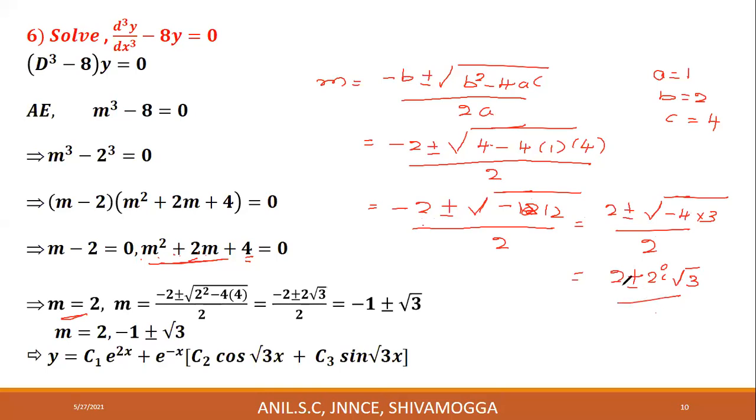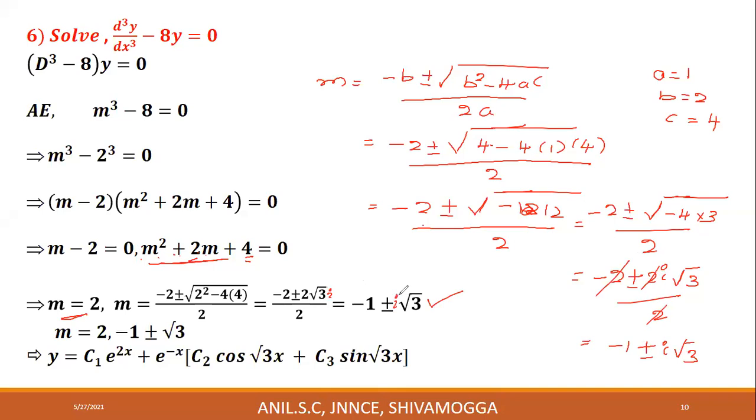Now divide both numerator and denominator by 2. What we get here is minus 1 plus or minus i into root 3. That's what I have written here: minus 1 plus or minus i into root 3. This is i. Yes.